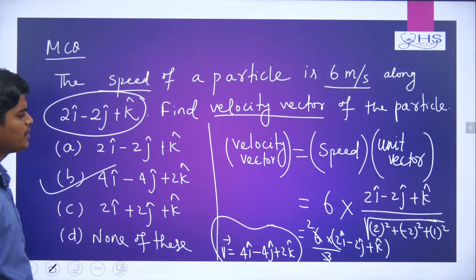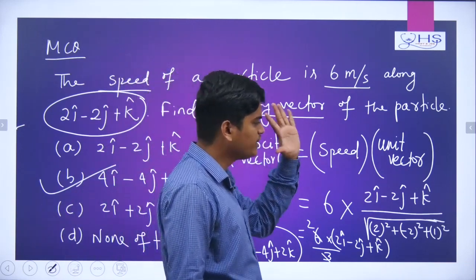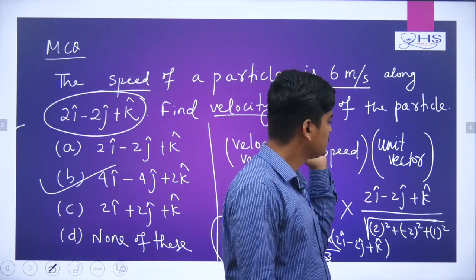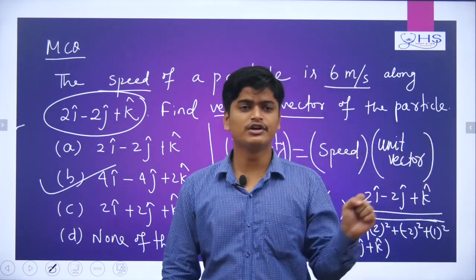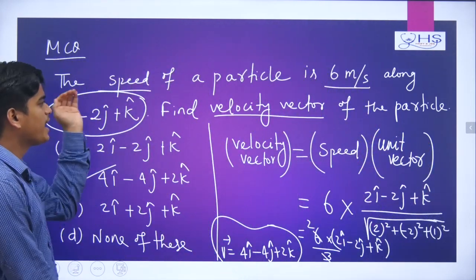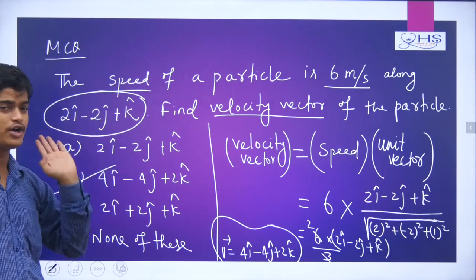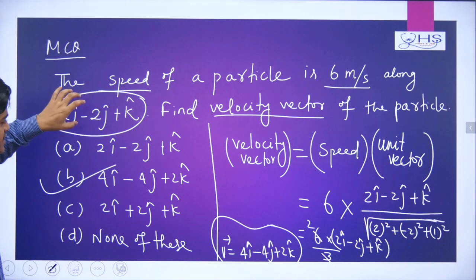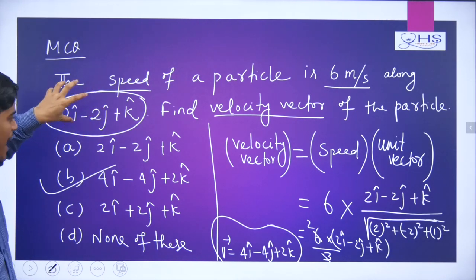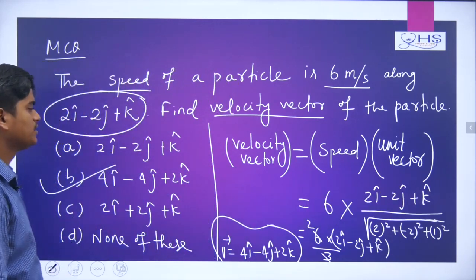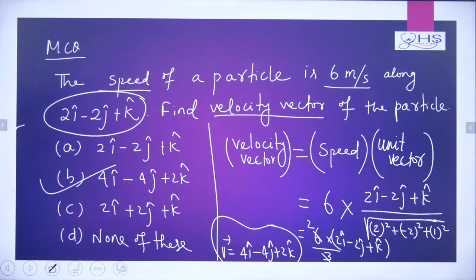Okay. So always remember, whenever you write a vector, it needs a magnitude, which in this case is speed, and then a unit vector. That unit vector you need to find from the question. If they are telling you along this direction, and if you check that the magnitude of this vector is not 1, then it is not a unit vector. So you need to find the unit vector of this vector, which is 2i minus 2j plus k divided by the square root of 2 square plus minus 2 square plus 1 square. Okay.